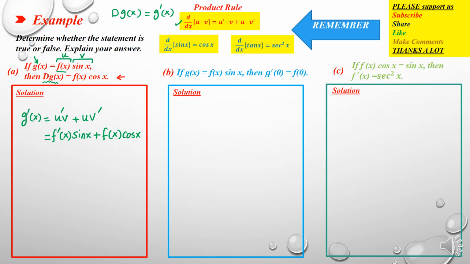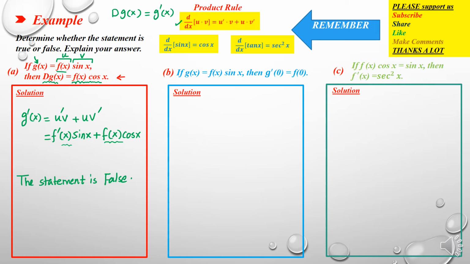So this statement is incorrect because the derivative of g is not equal to f of x times cosine x only. You have to add f prime of x multiplied by sine x. So the statement is false.